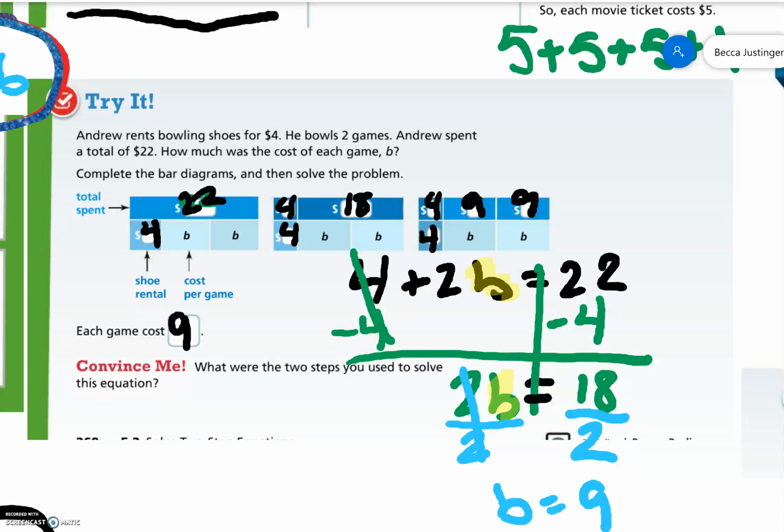What are the 2 steps? Remember, this is a 2-step equation that we used to solve this equation. First, we subtracted. Then we divided.